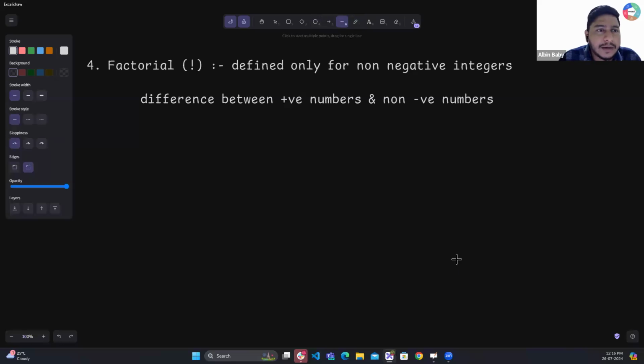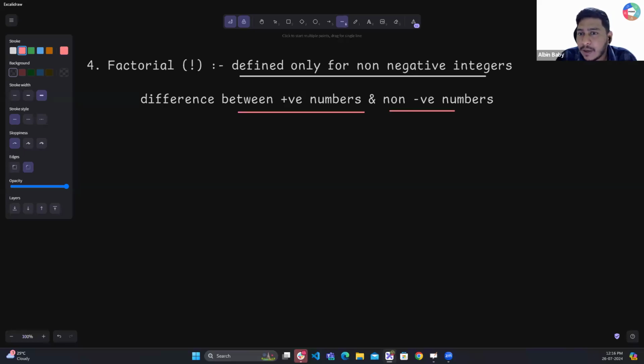So let's try to understand what is factorial first. Factorial is defined only for non-negative integers. Can you guys tell me what is the difference between positive numbers and non-negative numbers?